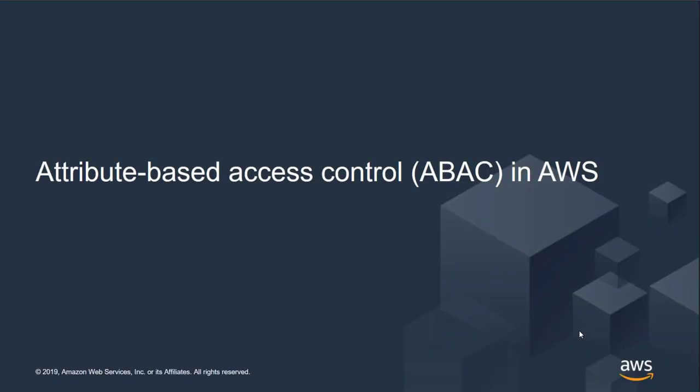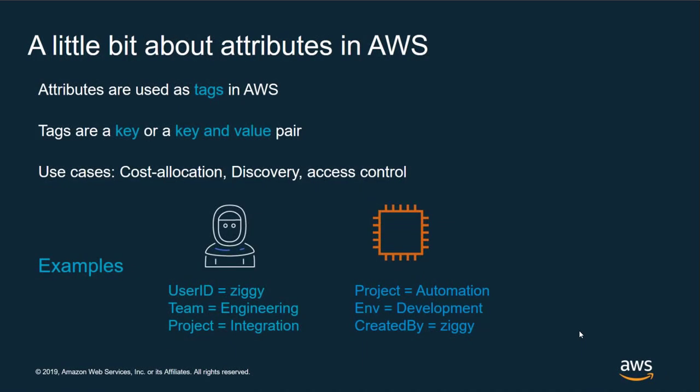Attribute-based access control in AWS. So, what are attributes in AWS? Attributes are nothing but tags, as some of you might know, in AWS. Tags are key-value pairs you attach to a specific resource for a given service in AWS.